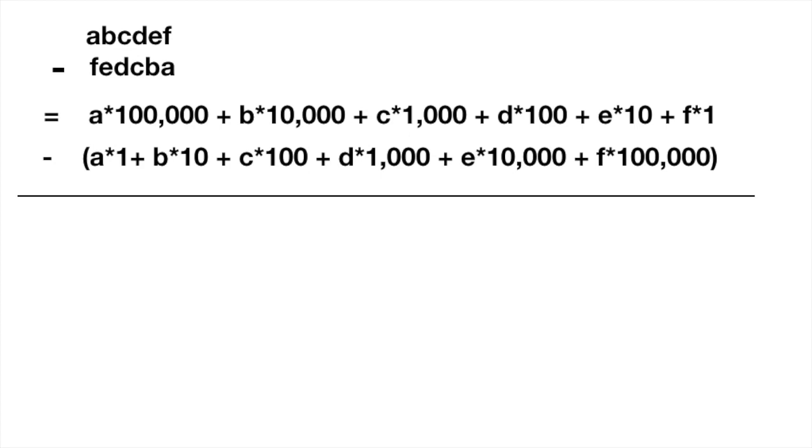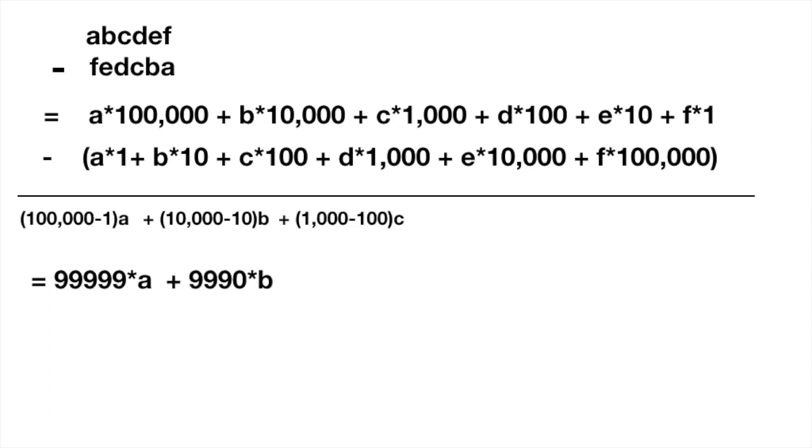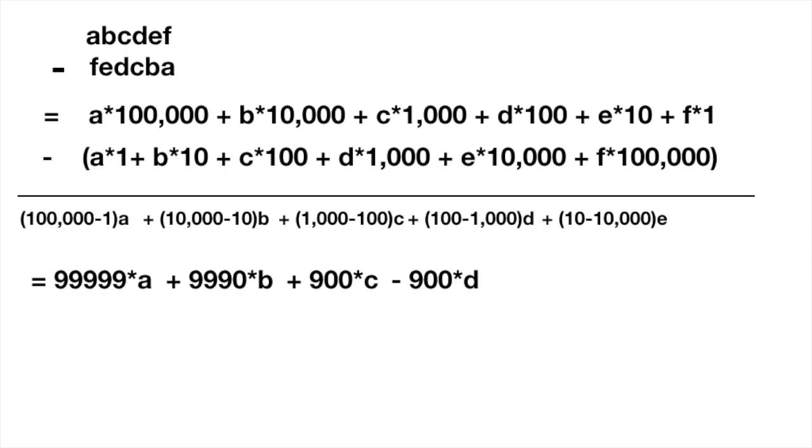A times 10 to the power of 5 minus a gives us 99999 times a. B times 10 to the power of 4 minus b times 10 gives us 9990 times b. C times 10 to the power of 3 minus c times 10 to the power of 2 gives us 900 times c. D times 10 to the power of 2 minus d times 10 to the power of 3 gives us minus 900 times d. E times 10 to the power of 1 minus e times 10 to the power of 4 gives us minus 9990 times e. And finally, f minus f times 10 to the power of 5 gives us minus 99999 times f.